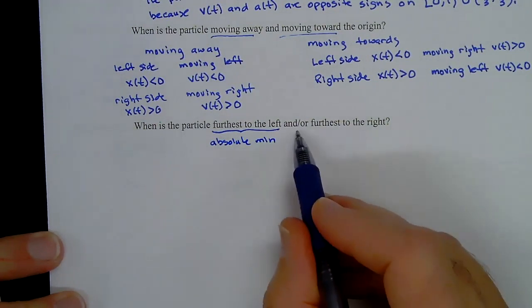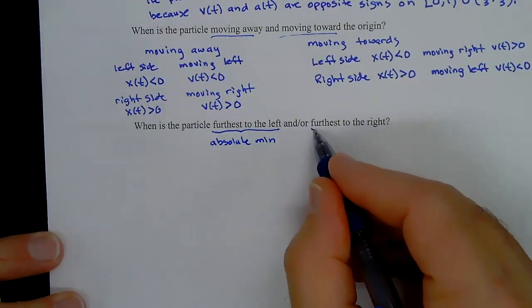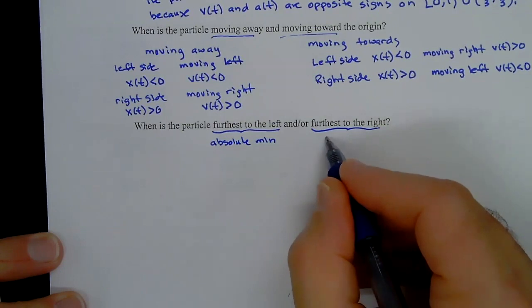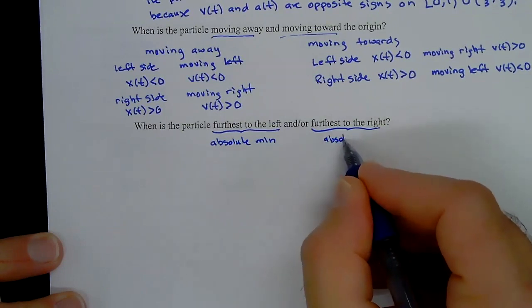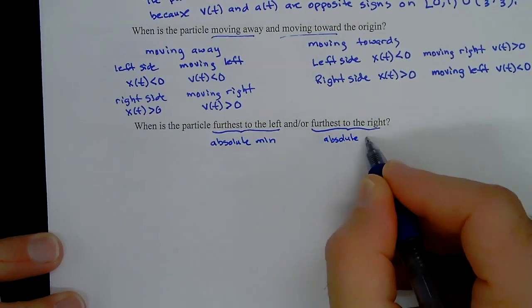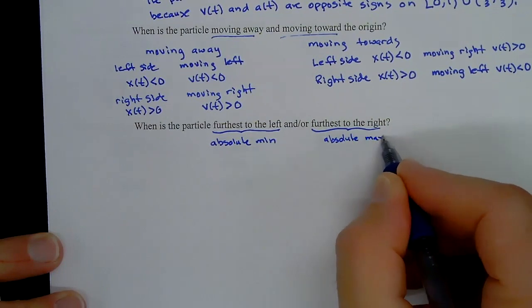Okay, and furthest to the right would be an absolute maximum. Now, here's what's hard. We don't have a closed interval. Okay, so we have to think about this a little bit.